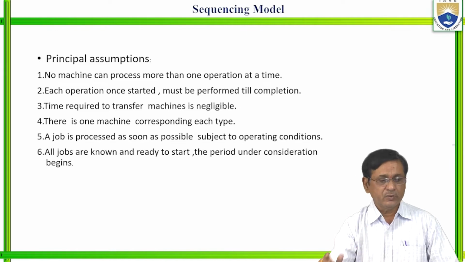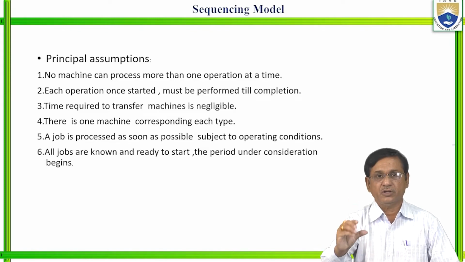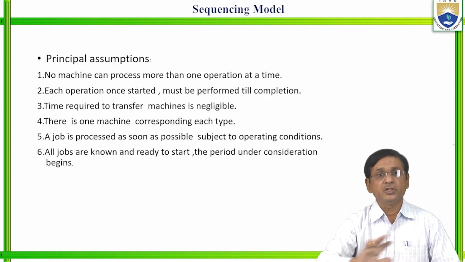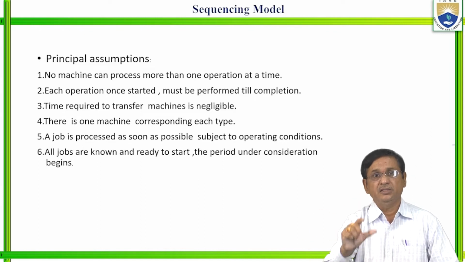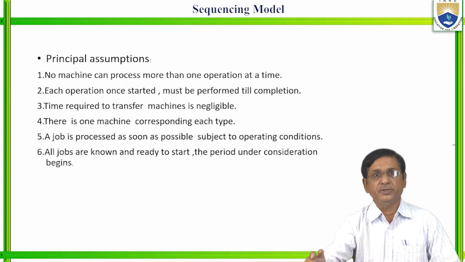Each operation once started must be performed until completion. Suppose you started the turning operation for one particular job, you should not stop and remove that job and use another job. We should not use another job until the operation on that machine is completed. Then only we can go for the second job. We should not disconnect the first job in between.